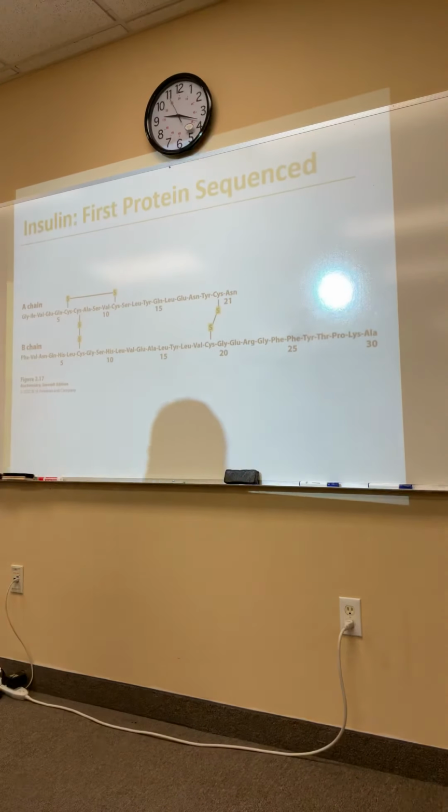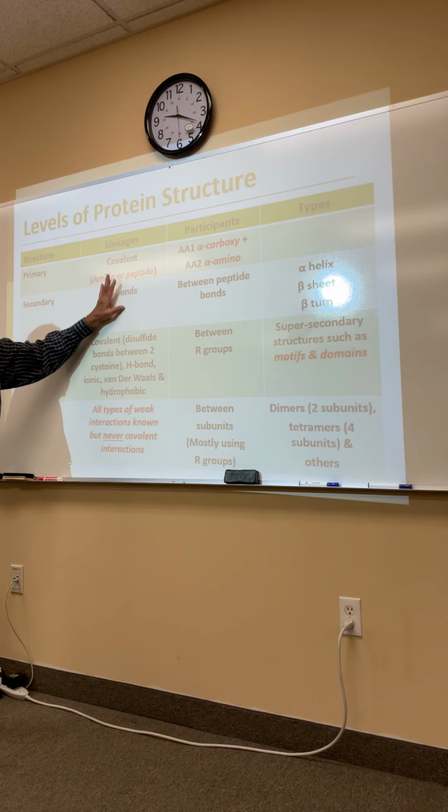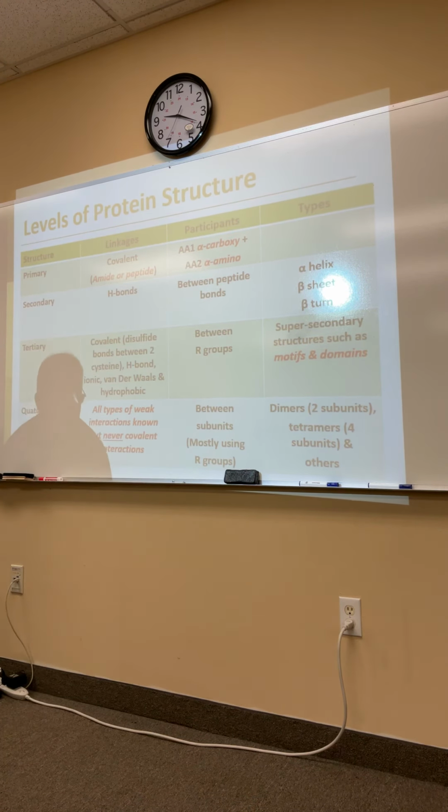Okay? This is the first table. I'm still the table guy. Make sure that you know the structural levels of proteins: primary, secondary, tertiary. And remember, tertiary and quaternary structure apply mostly to globular proteins. Make sure that you know how we make the primary structure. What are the linkages responsible, and what are the parts of the amino acid that participate?